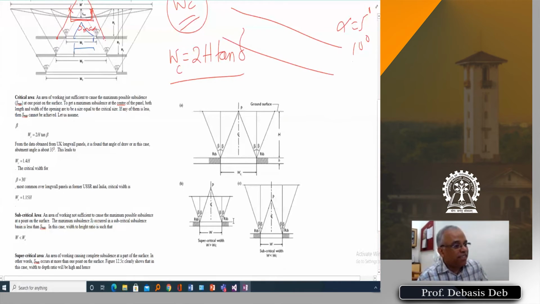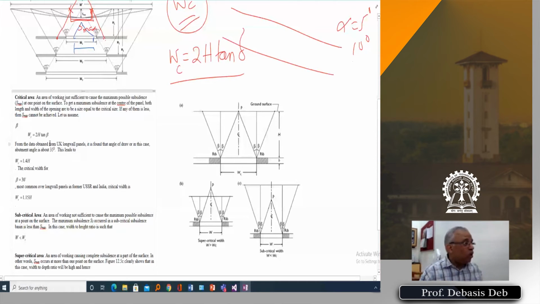Now you can see this is critical, this is supercritical when W becomes more than the WC, and this is when W is less than the WC. So for the critical case, as I'm telling you, WC is equal to 2H tan beta. Now the beta or delta, either one you can use.